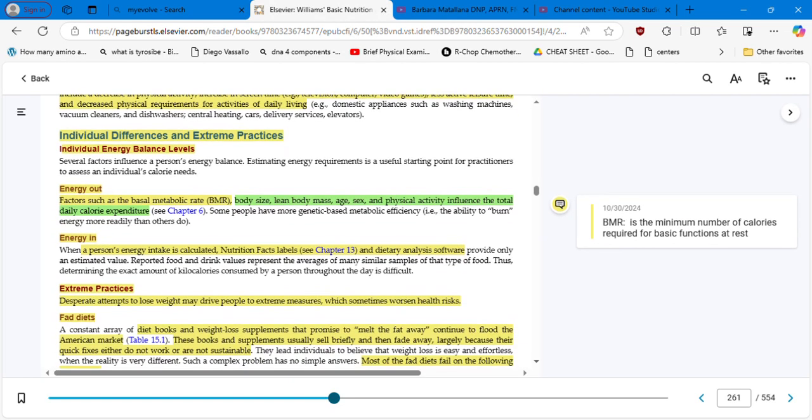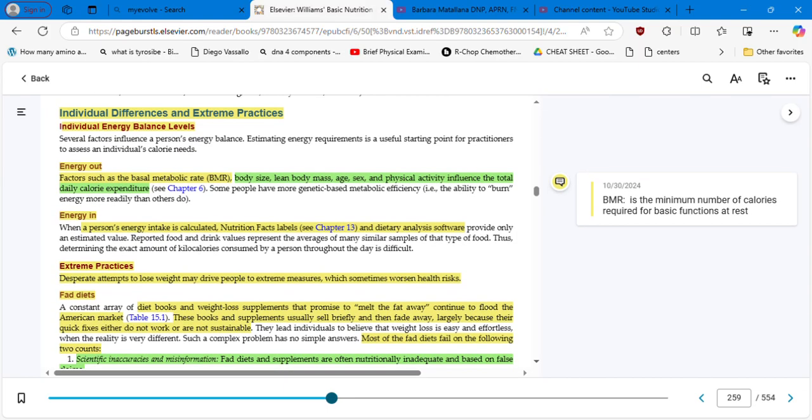Don't get me wrong, we're talking right now about obesity, overweight, but people that are also very skinny, okay, they have malnutrition and they can have all these factors that trigger that malnutrition, right? So in this specific case, we are talking about obesity, but think about the same way on the other side of the table, right? Individual differences and extreme practices.